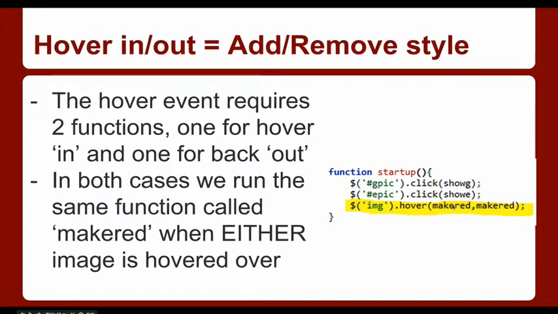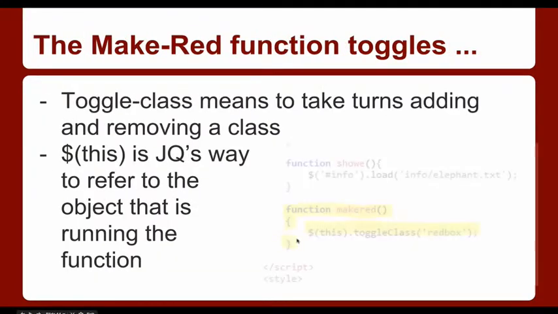So what is this makeRed? Well, this is another function that's going to use a toggle class, which I'll show you on the next slide. So in effect, when we hover in, we're going to make it red. When we hover back out, it's going to remove the class and unmake it red, for lack of a better way of describing that. So here's what that looks like.